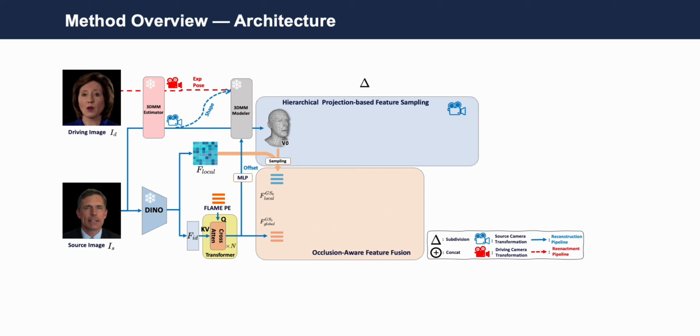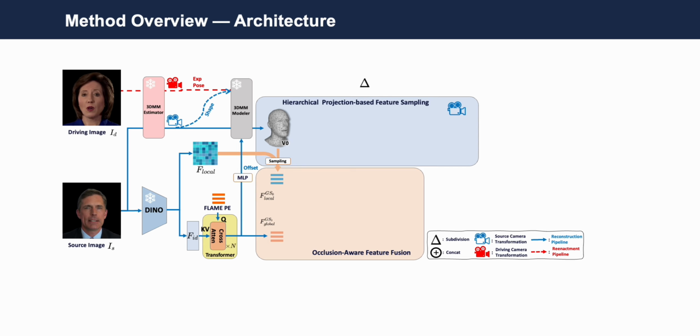The second is local feature sampling. The mesh vertices are projected back onto the image plane, and the model samples local features from the corresponding image positions. These local features are important for preserving fine-grained details. But there is one problem here. Local features are only reliable for visible vertices. If a point is occluded, the sampled image feature may be incorrect or ambiguous.